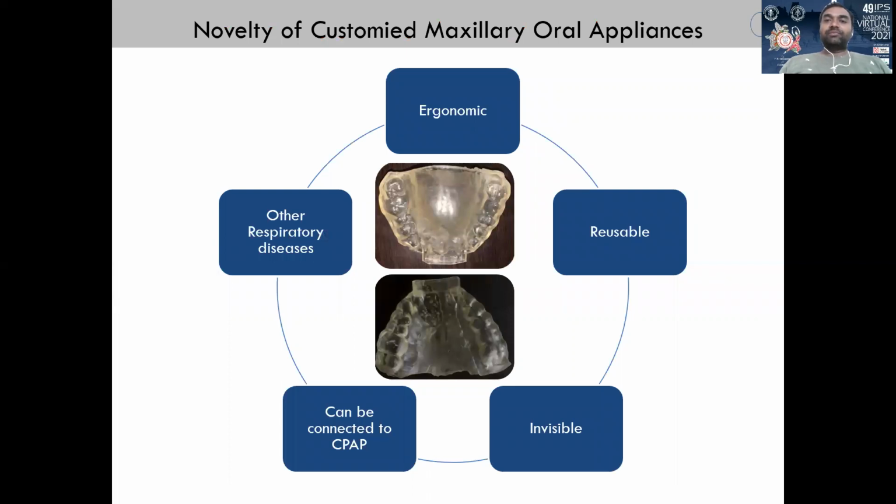The novelty of customized maxillary oral appliance is its ergonomic design. It is reusable, it is invisible in the patient's mouth, it can be connected to a CPAP machine, and it can also be used in other respiratory diseases like asthma.